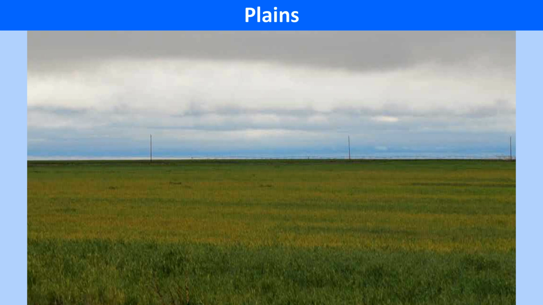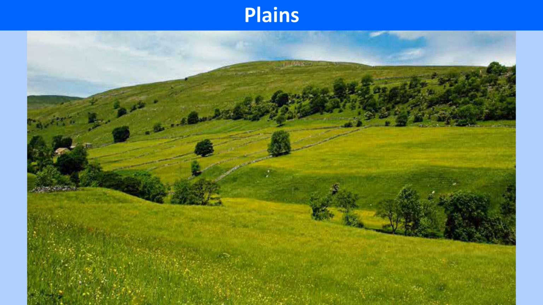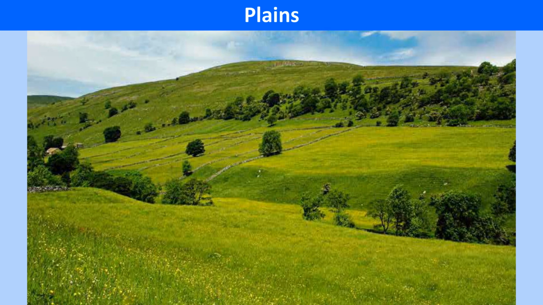The plains. Relatively flat or gently rolling lowlands are called plains. These may extend from a few to thousands of kilometers, such as the Indo-Gangetic Plains of India. Plains cover 1/3 of the Earth's land surface and are found on every continent except Antarctica. They are generally not more than 200 meters above the sea level. Map shows the major plains of the world.